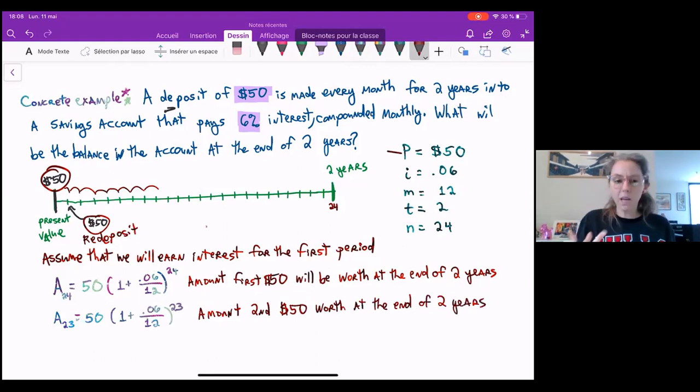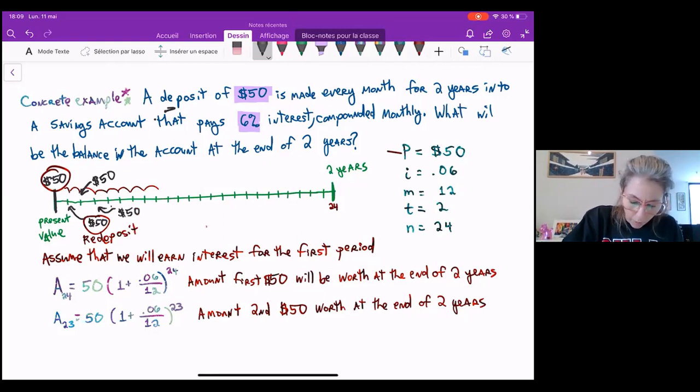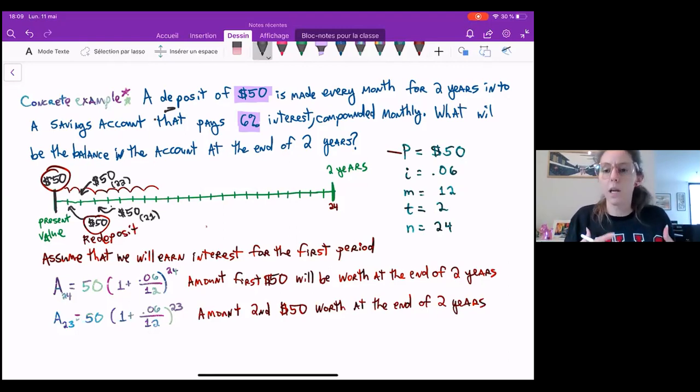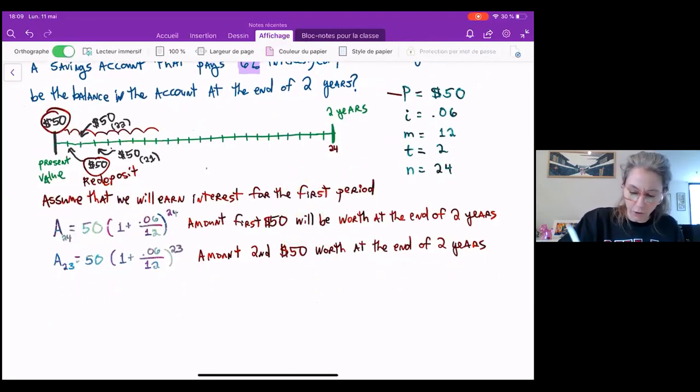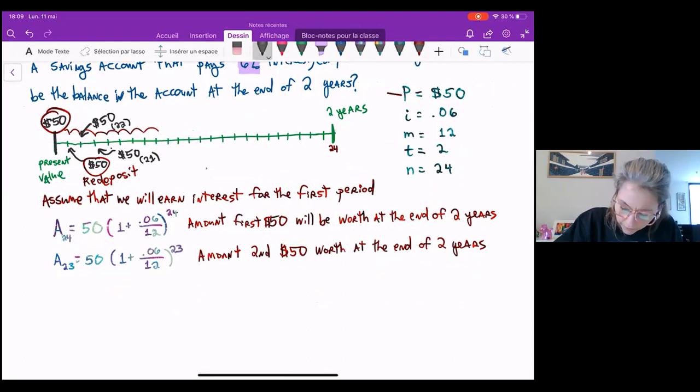Okay, so if I were to keep going, we can see that the $50 that would be deposited right here would only be compounded 22 times. The $50 deposited right here would only be compounded 21 times. So each amount of money that we're putting in is earning less and less interest. That interest is being compounded fewer times. So until the very last $50 that we deposit, this last $50 right here will be compounded one time.